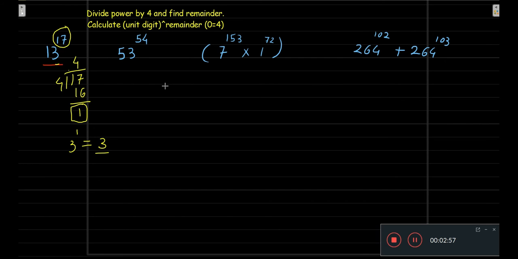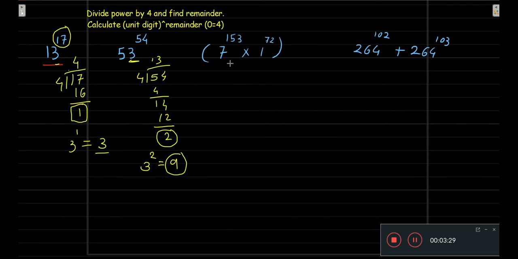Now what is the unit digit of this expression? Just do the division and take the remainder. Let's quickly do it. 4 times 3 is 12 and the remainder is 2. So we just take the unit digit: 3 to the power 2 is equal to 9. So the unit digit of this expression is 9.